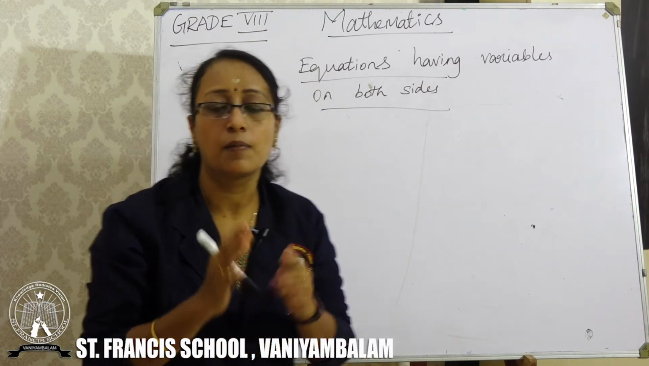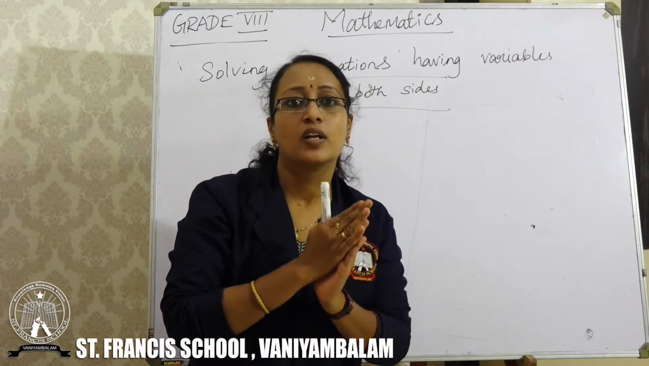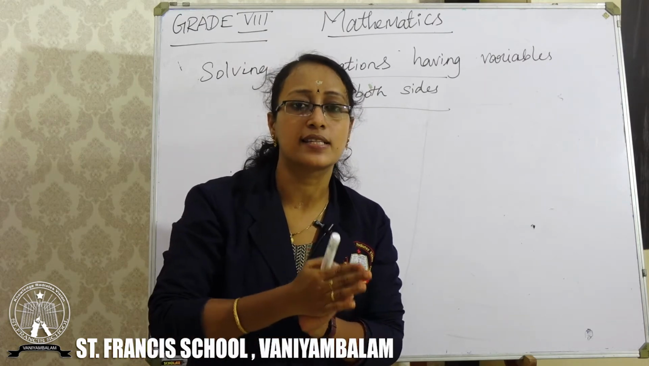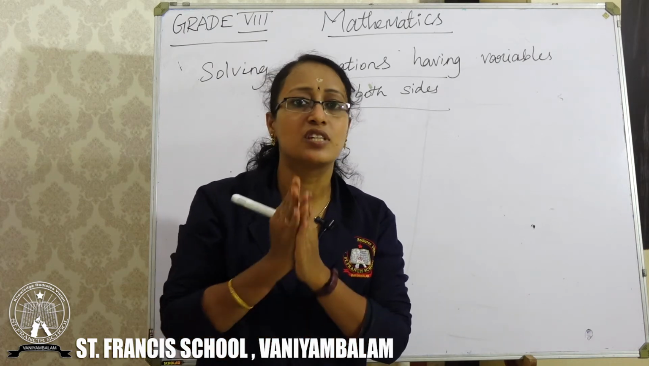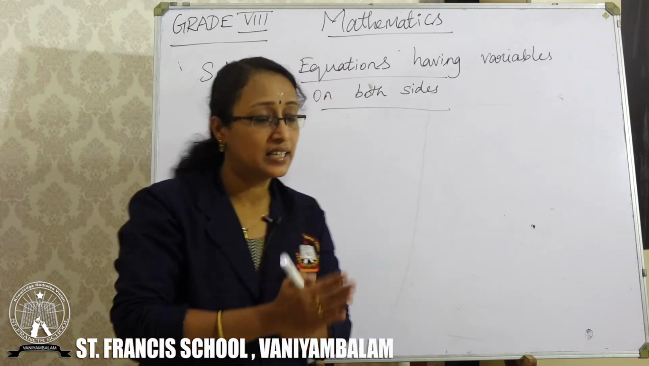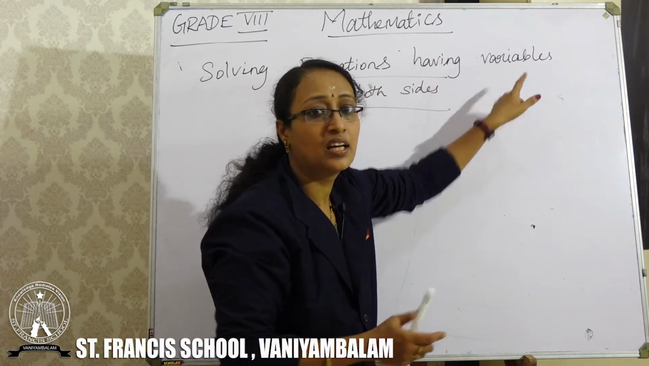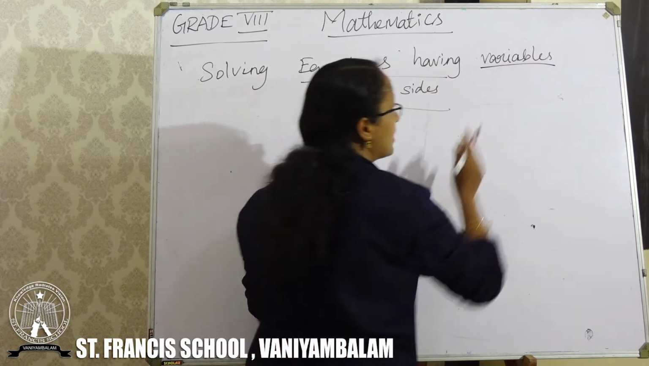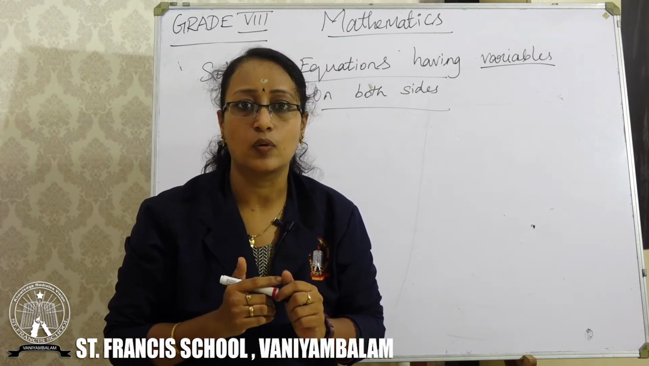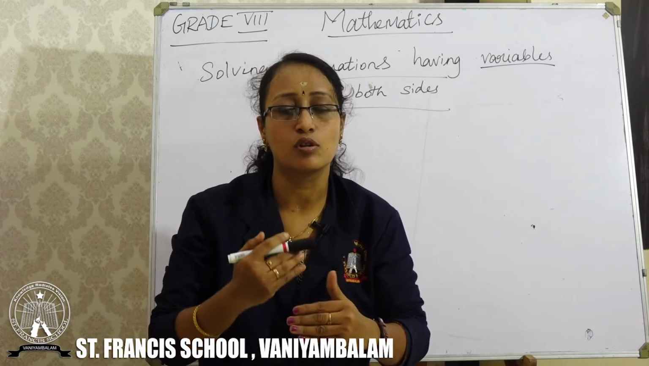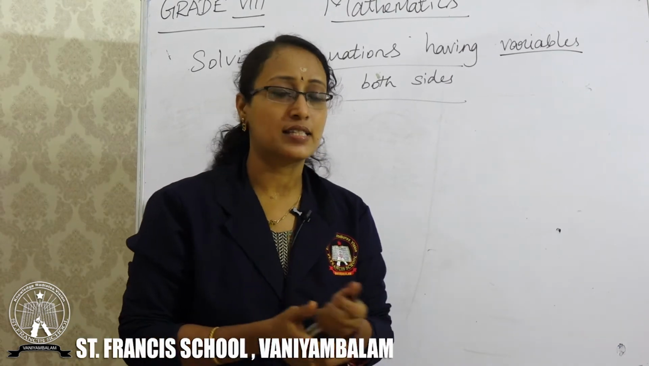In our previous topic, you had an expression on one side, for example x plus 2 or 2x minus 3, and on the other side just a number. But here you will have an equation with variables on both sides. So how will you solve this equation and find the solution, the unknown variable? Let's see a few examples.